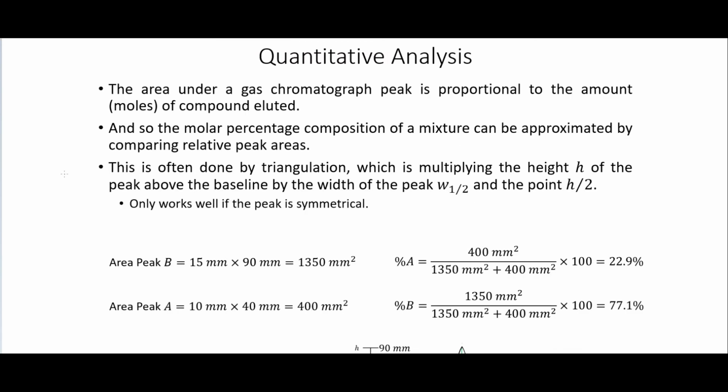And so we can do quantitative analysis here, which is going to be similar to what we saw in column chromatography. We look for the area under a gas chromatograph peak because that is proportional to the amount of compound eluted. The molar percentage composition of a mixture can be approximated by comparing relative peak areas. This is often done by triangulation, so we just multiply the height of the peak by the width at halfway up the peak. This only works well if the peak is symmetrical.